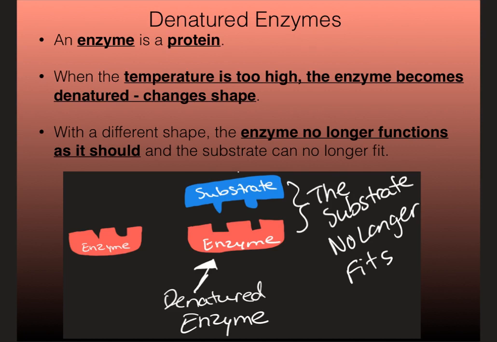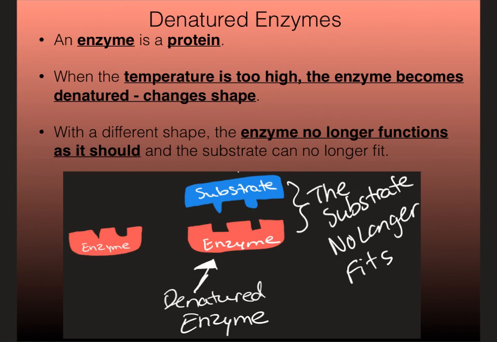Now let's take a look at something we call denaturing. Again, don't forget, enzymes are proteins. If the temperature is too high, the enzyme does become denatured, which means it changes shape. Because we know that everything has to fit perfectly like a puzzle piece or like a lock and a key, if the shape is no longer the same, the enzyme is not going to function the way it's supposed to function.